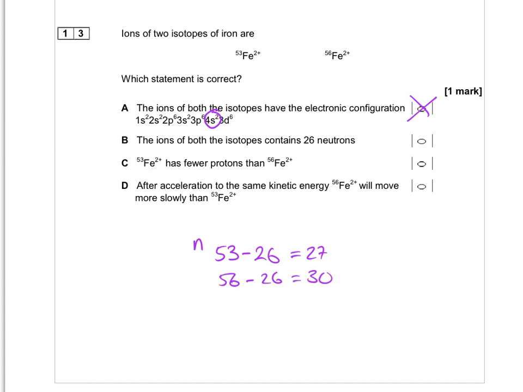Okay, the next one says 53 Fe2+ has fewer protons than 56 Fe2+. All atoms and ions of the same element are going to have the same number of protons. So that leaves the last one. After acceleration to the same kinetic energy, 56 Fe2+ will move more slowly than 53 Fe2+. An ion with a larger mass will move more slowly. If we look at the relationship, KE equals half mv squared, so the relationship between velocity and mass is inverse.